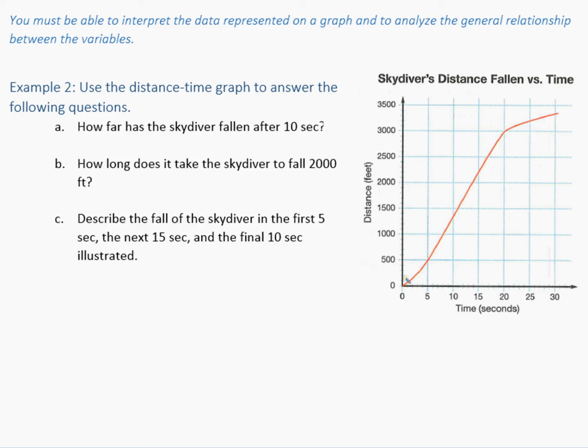Here is the distance fallen compared to the amount of time in seconds. So there's a skydiver jumping out. What's happening to the distance that he falls? Well, how far has the skydiver fallen after 10 seconds? So what we're going to do here is after 10 seconds, he's fallen, so this is 1,000, 1,100, 200, 300, maybe 1,300 feet.